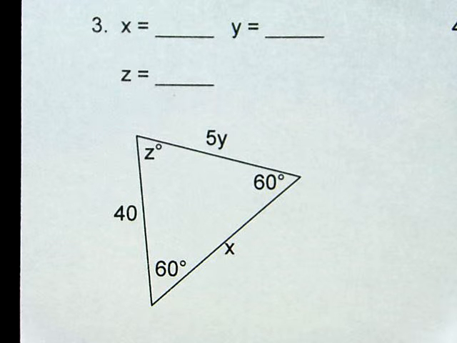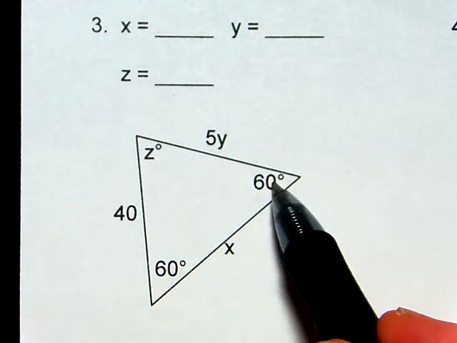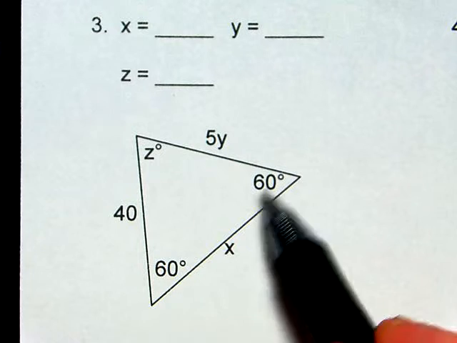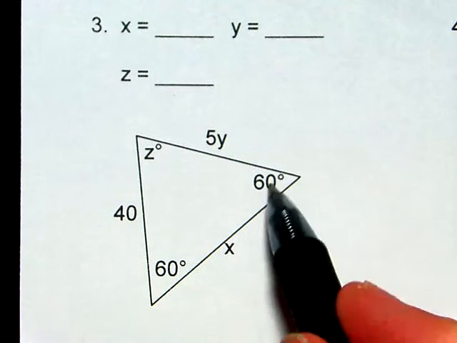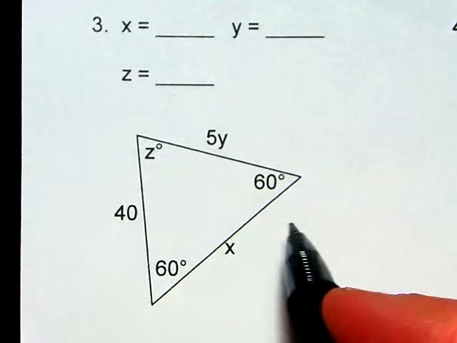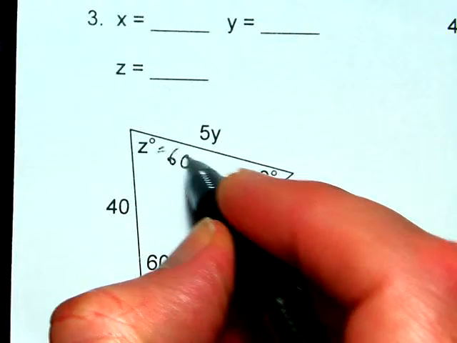So this is problem 3, and we're given a triangle, and we have to solve for x, y, and z. These two angles are 60 degrees. They add up to 120. If you see a situation like this, z has to be 60 because all three angles have to add up to 180. So z can only be 60 degrees.